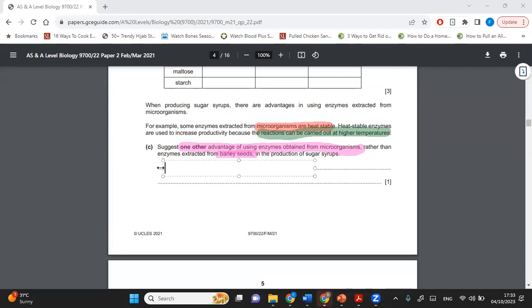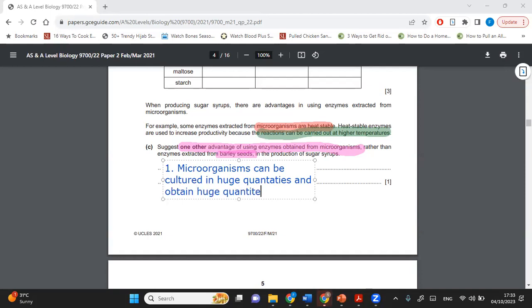I can start you off. There are actually a few advantages. You only have to give one. One clear advantage is that microorganisms can be cultured in huge quantities, right? You know that microorganisms are your bacteria, your viruses. If I decide to grow bacteria, I can grow millions of bacteria really quickly because bacteria reproduce really fast. We know that germs and microorganisms grow so fast. So I can culture these microorganisms in huge quantities and obtain huge quantities of that enzyme.